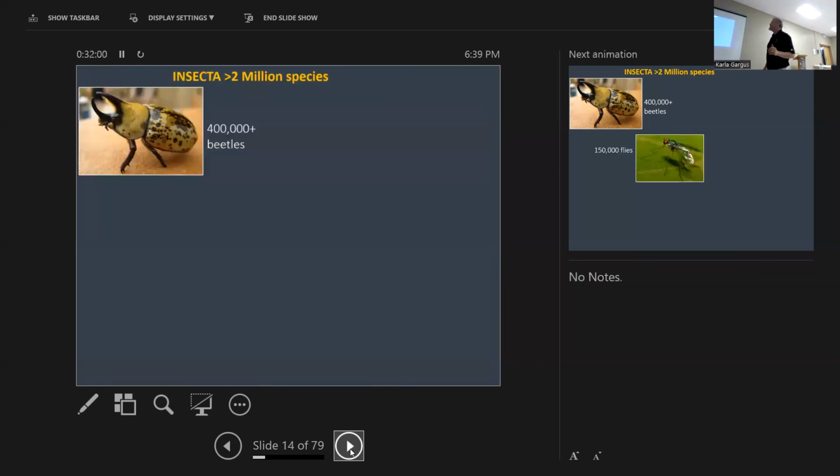This is an example of numbers of species that are documented. So I had to change the numbers on here. They had 300,000. It's like 400,000 known species of beetles on this earth. And most likely from rainforest species, a lot more. The insects themselves are at least 2 million species.